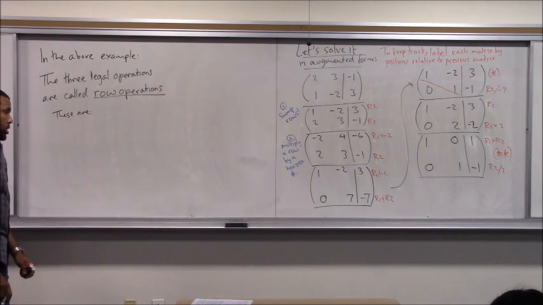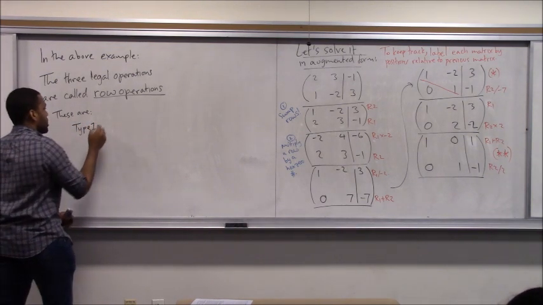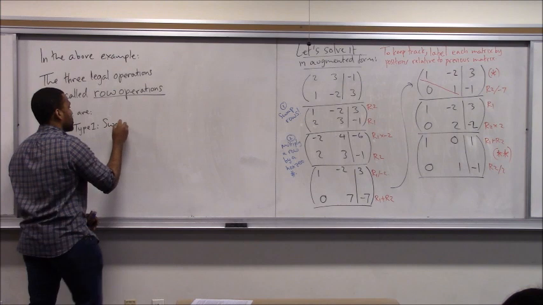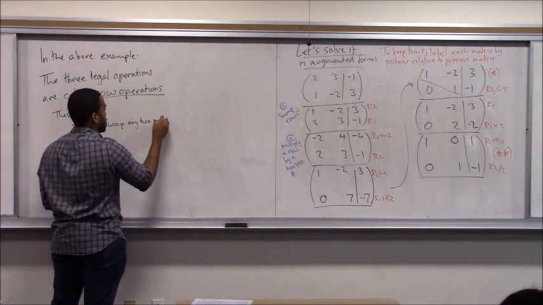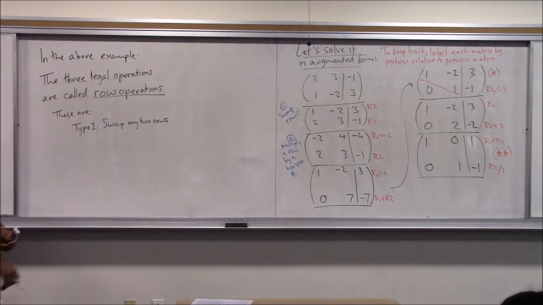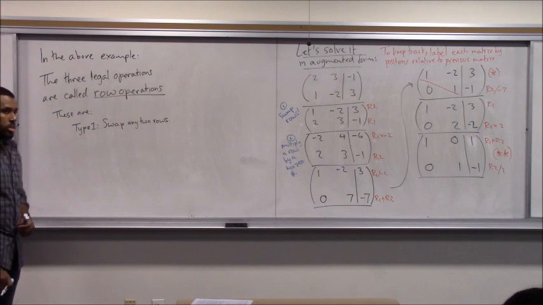There are three row operations. There's what we call a type 1. This says we can swap two rows. This is a move that you can do with an augmented matrix that will not affect the solution of the system it represents.